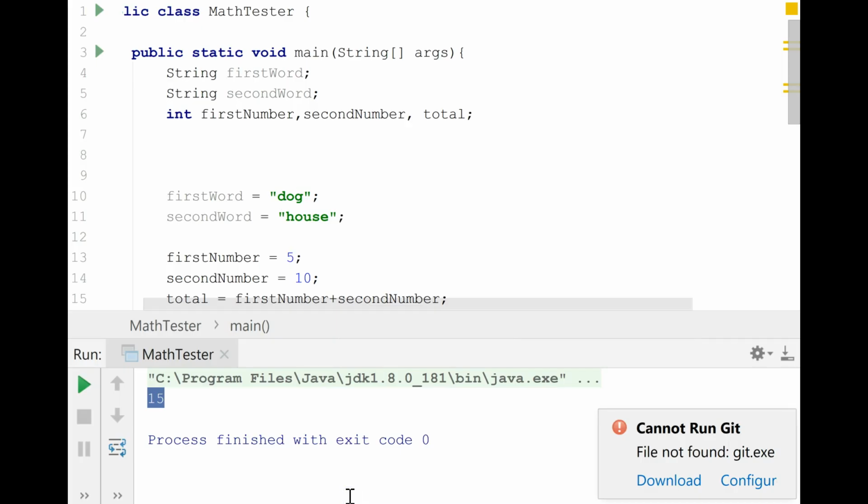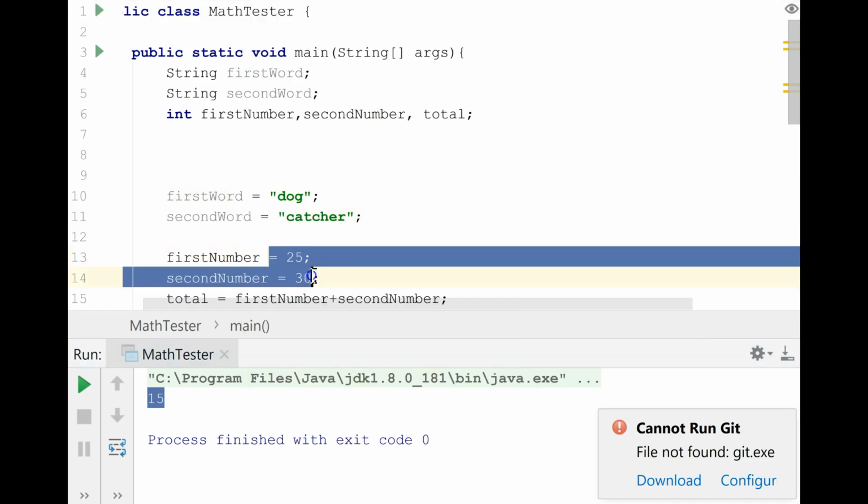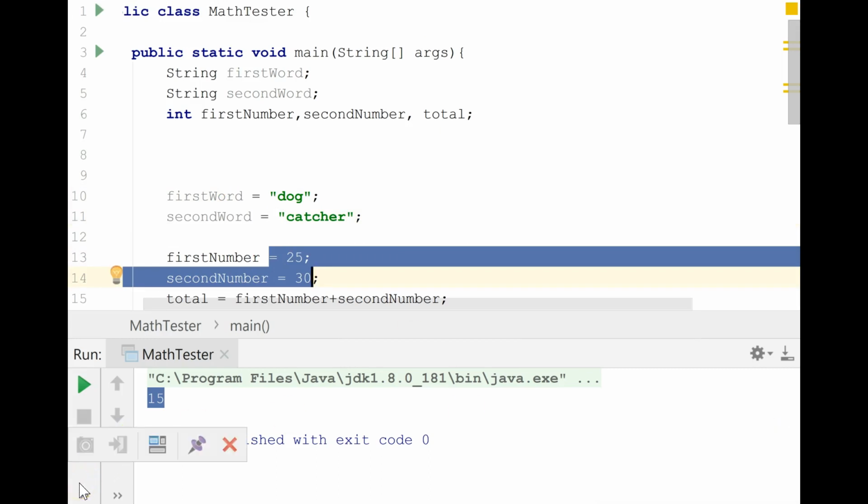Now if I go into my IntelliJ project, look, it just changed. Dog and catcher, 25 and 30. We can keep everything synced. It's awesome. Okay, so go ahead, play with the math tester.